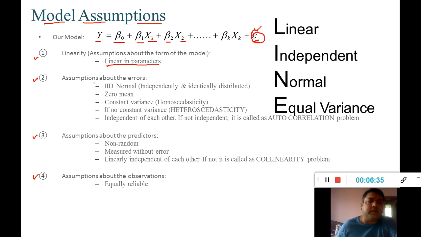Alright, the second assumption is about the errors. The errors of my models have to have these properties. My errors should be IID normal. What is IID? Independently and identically distributed. My errors should have zero mean. Why zero mean? Because we are talking about a linear regression.